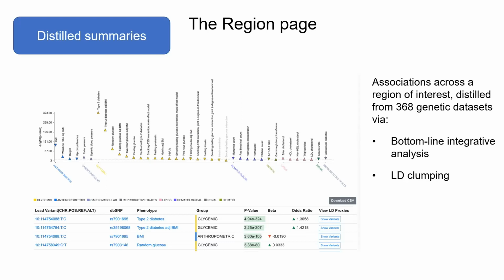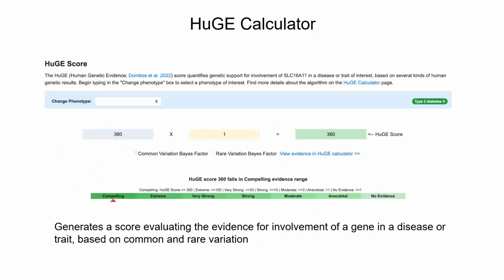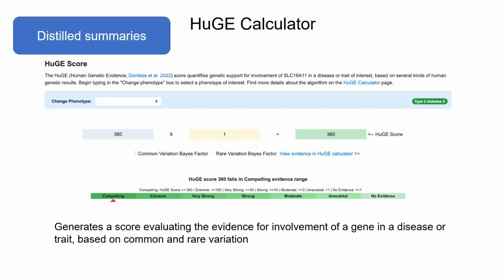We also do LD clumping to simplify the associations at a locus. The table below that graphic shows the lead variant for each clump, but you can also see all of the individual variants in the clump if you want to.